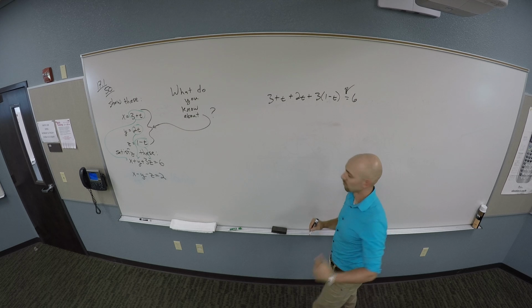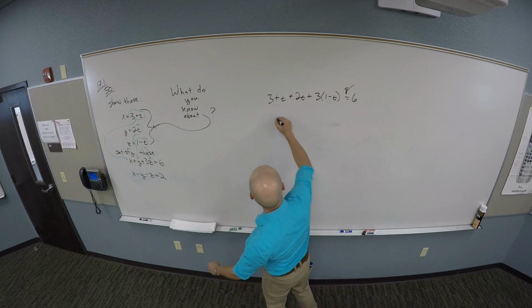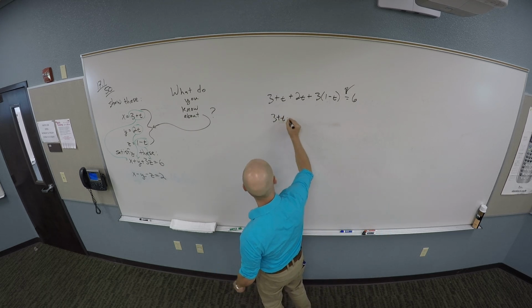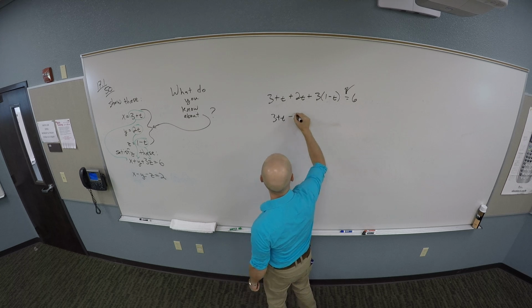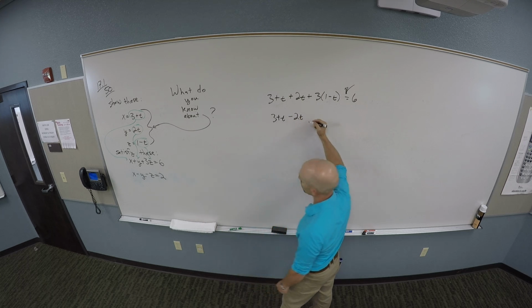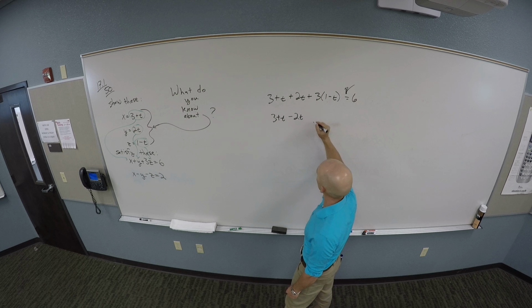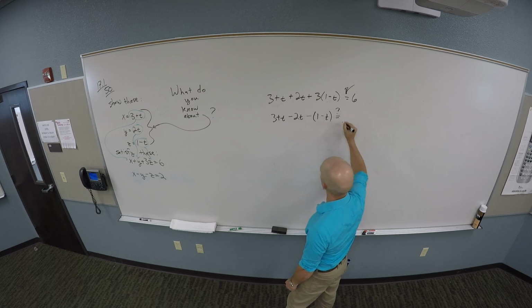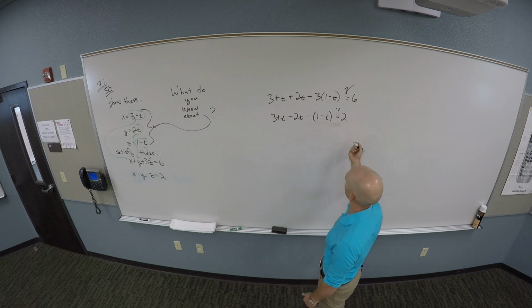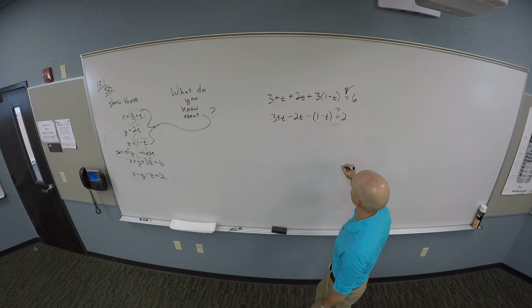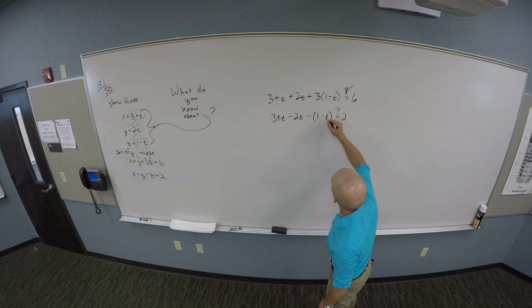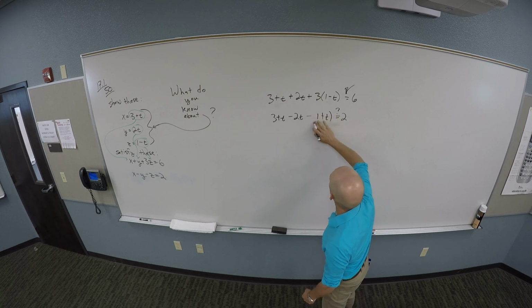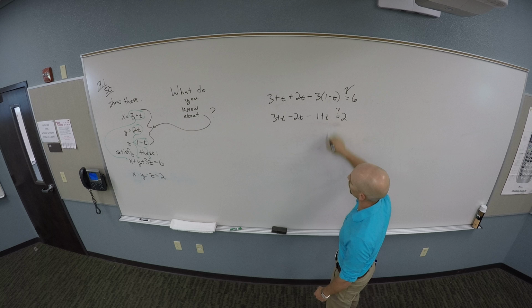Yep. Okay, the other one we do a similar thing, so we get 3 plus t minus, in parentheses, 2t, minus 1 minus t. And I'm wondering, is that 2? It should be. I hope it is.